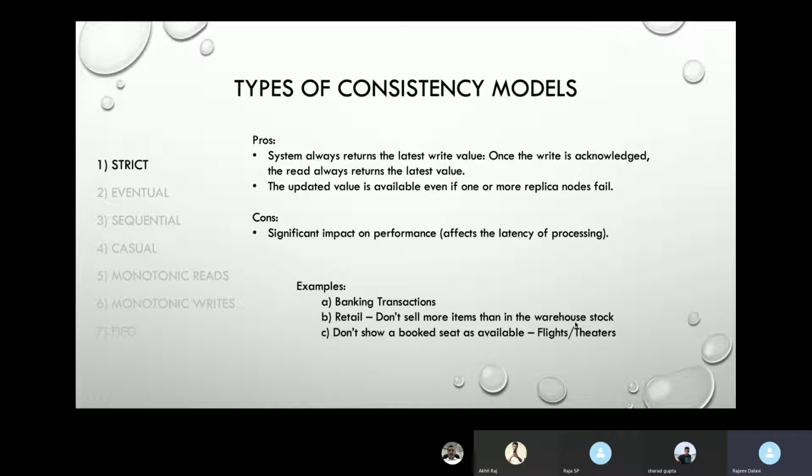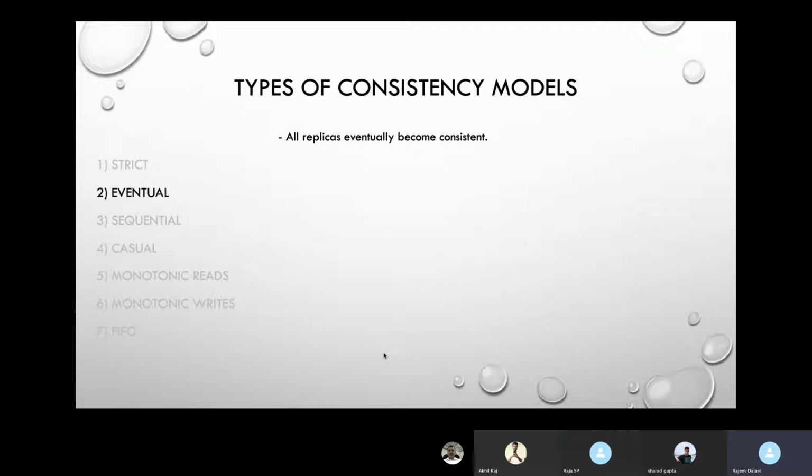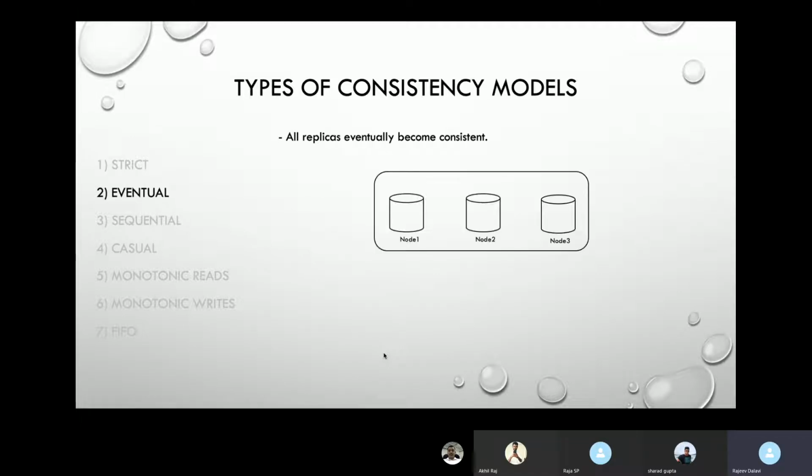Right. And also while booking flights or theater seats, any booked seat should not be available for other users as well. Right. So this is the strict consistency model. So going forward, let's talk about the eventual consistency model. So basically what it says is all replications happen eventually. They become consistent eventually and not at the time of the write operation being done. Right. So let's see how it happens here. So again, we have the same cluster with three nodes, node 1, node 2, and node 3.